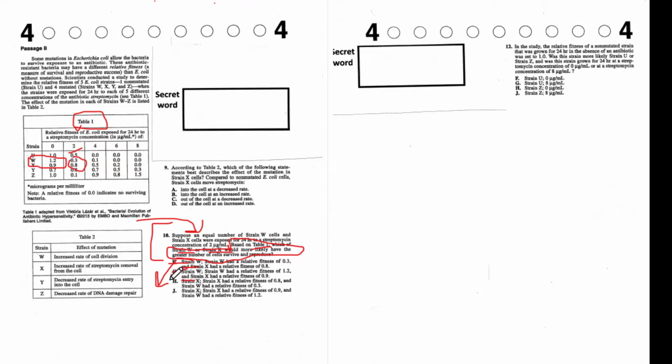If you look at J, why is J wrong? J says strain X is 0.9. Well, in table 2, you see that that's just flat out wrong. H is the correct answer. Kids, the secret word for this particular problem is "of," O-F.